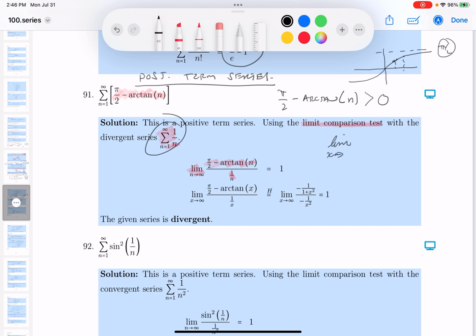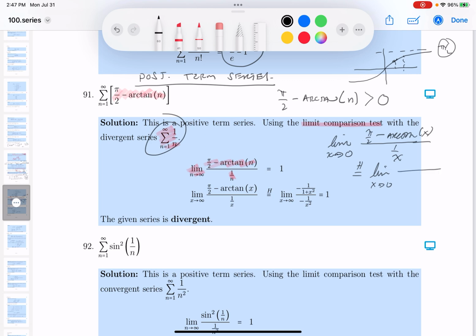I'm noticing the top goes to 0 and the bottom goes to 0. You notice I'm writing an x down now. Let me write this over here. Pi over 2 minus arctan of x, and then 1 over x. And certainly I know that both the top and the bottom, as x goes to 0, go towards 0.